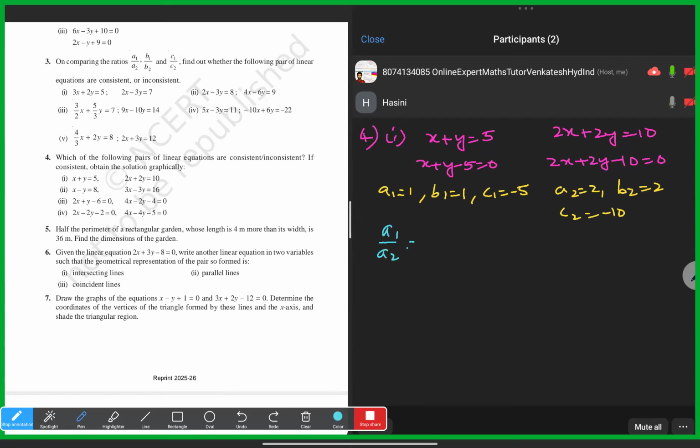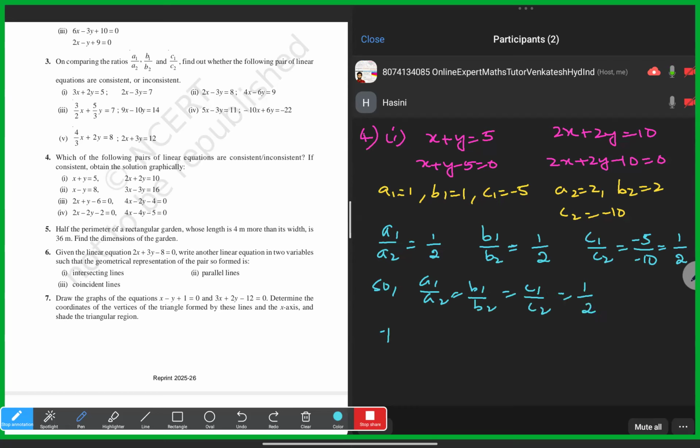A1 by A2 is equal to 1 by 2. B1 by B2 is equal to 1 by 2. C1 by C2 is equal to minus 5 by minus 10, which is 1 by 2. So A1 by A2 is equal to B1 by B2 is equal to C1 by C2 is equal to 1 by 2.